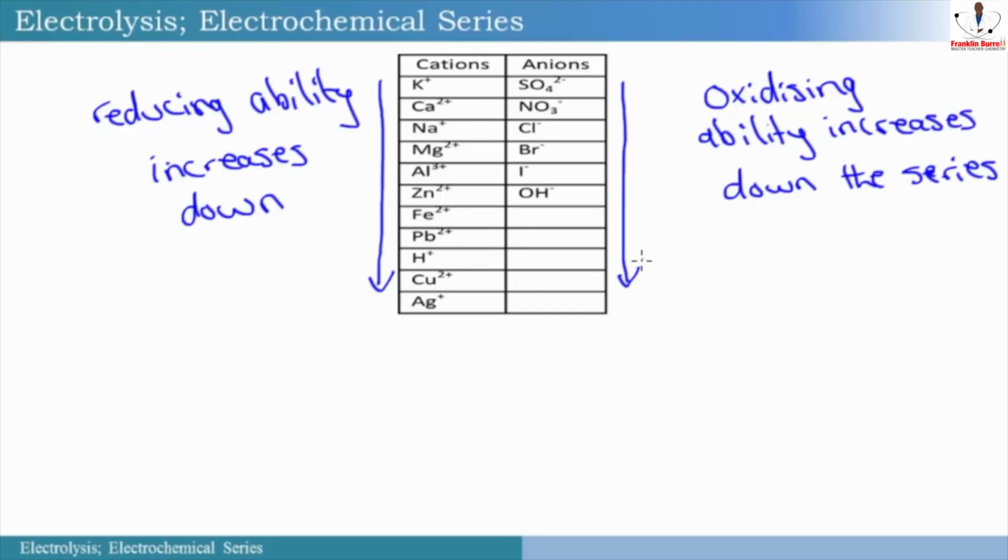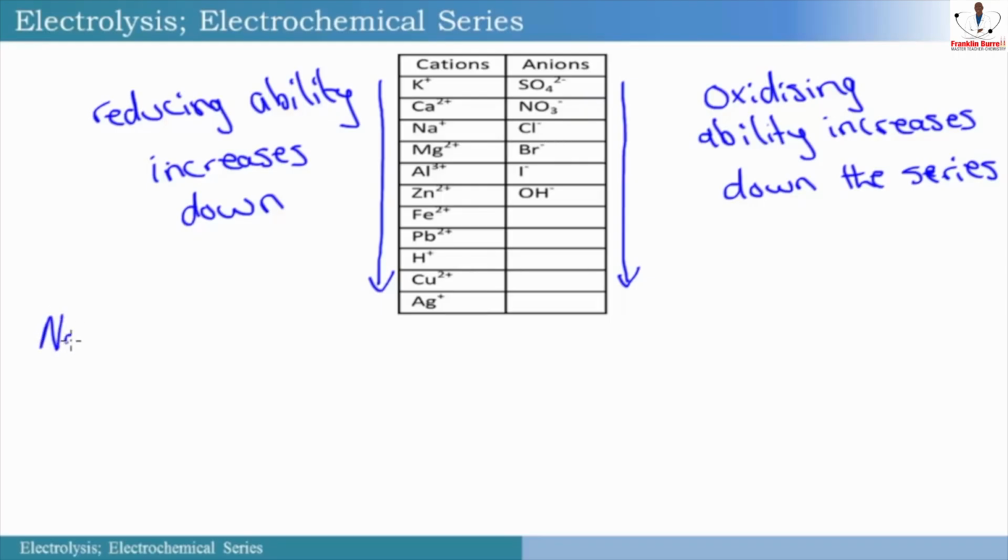What am I saying? I'm saying to you that remember that positive ions, in order to form their atoms, must gain electrons. That means that they will be reduced. So, I will explain that based on the accepting of electrons, while for the anions, I will explain that based on the loss of electrons. Let's look at a few of these.